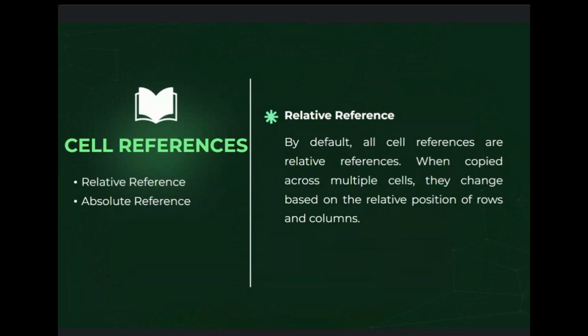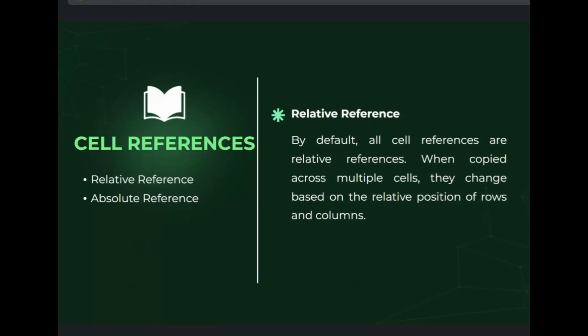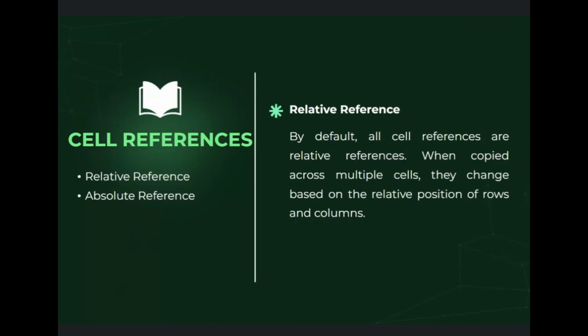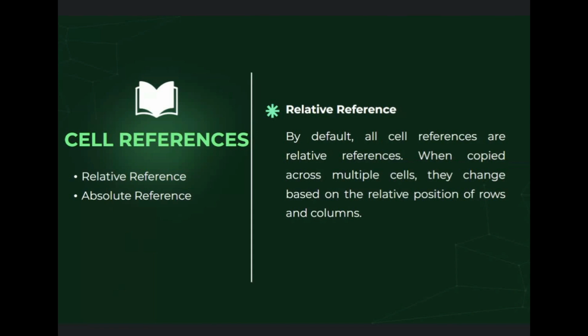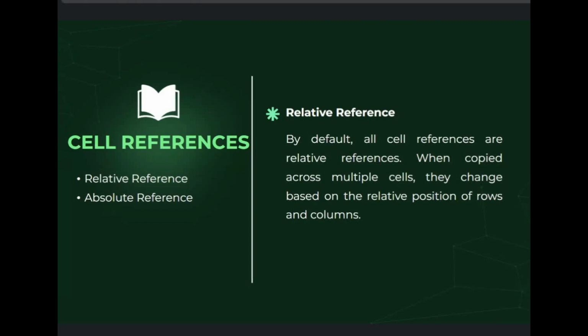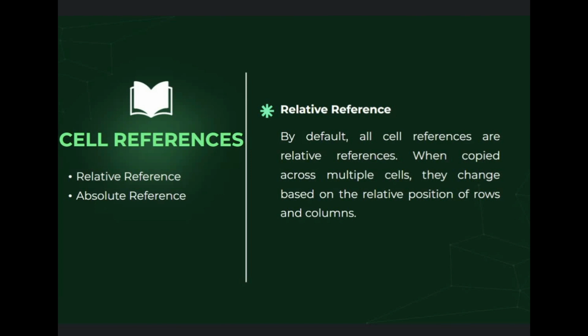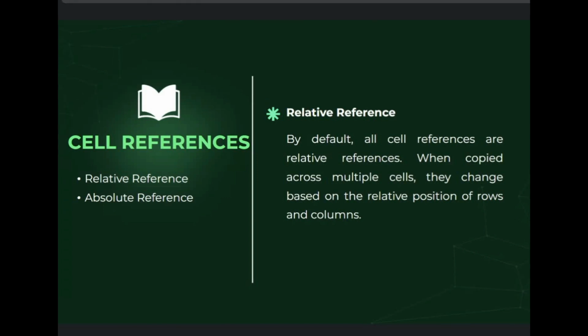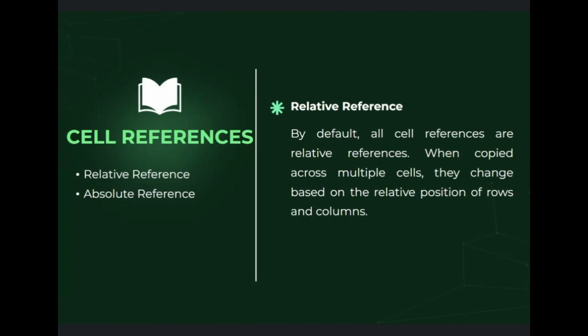Ang sinasabi ko kanina, itong sa reference, we have the relative reference and the absolute reference. Yung relative reference, ito yung default sa Excel. So all cell references are relative reference. When copied across multiple cells, they change based on the relative position of rows and columns. Tipo ba kanina earlier ay nag-copy tayo ng formula pababa. So by default, nag-change din yung position ng rows and columns.